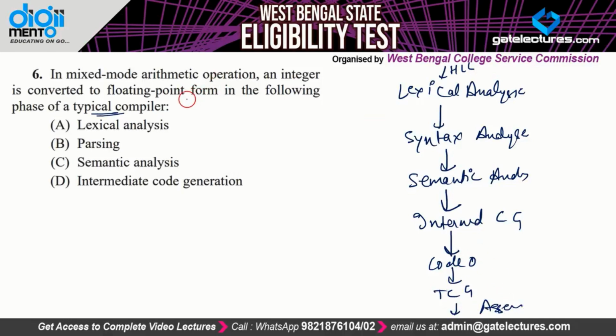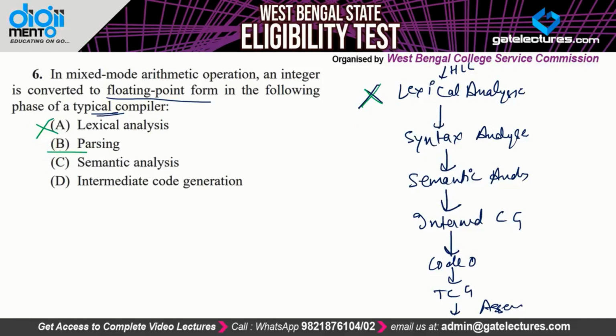Okay. Now they are saying an integer is converted to floating point form. An integer cannot be converted to floating point form in lexical analysis, because the lexical analyzer is not doing any kind of conversions. The lexical analyzer just gives us a stream of tokens, removes extra white spaces, removes comments, but it is not converting an integer to a floating point form. So option number A is actually wrong.